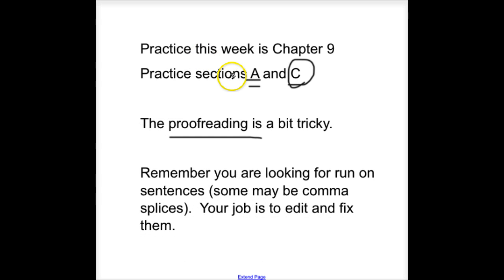So practice this week. Read the lesson again to reinforce the information because it's tricky. Chapter 9, or lesson 9, I think it's called, lesson 9. Practice sections A and C. All right? Secret message this week.